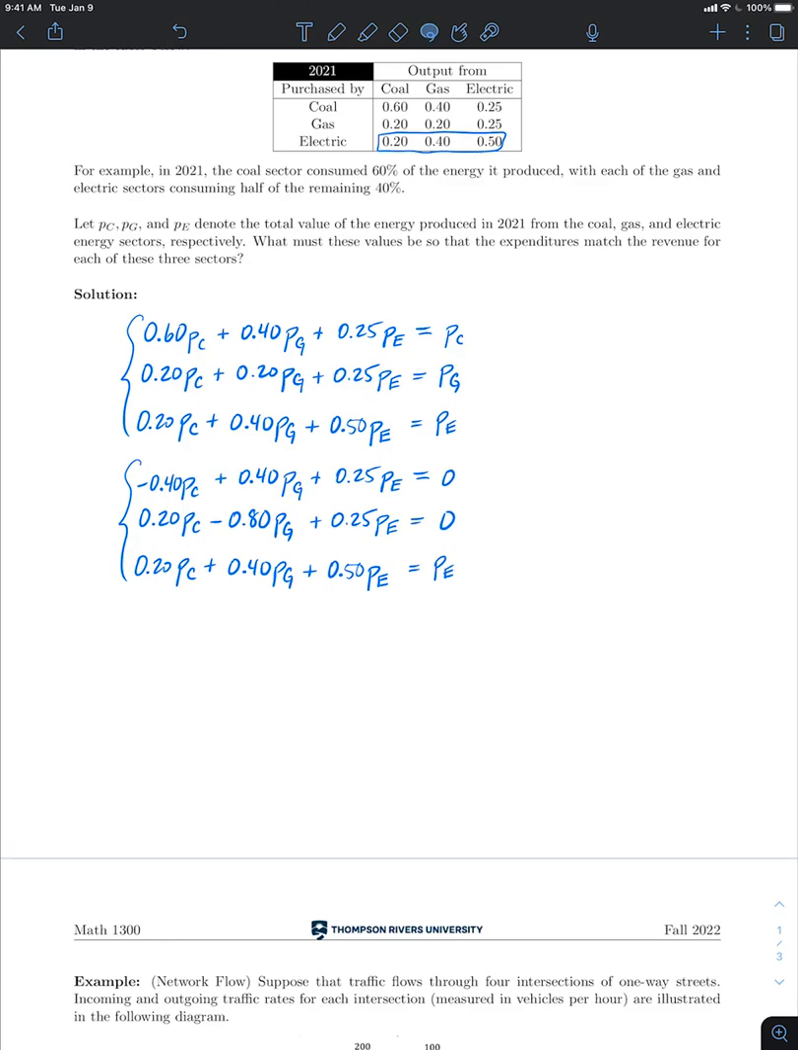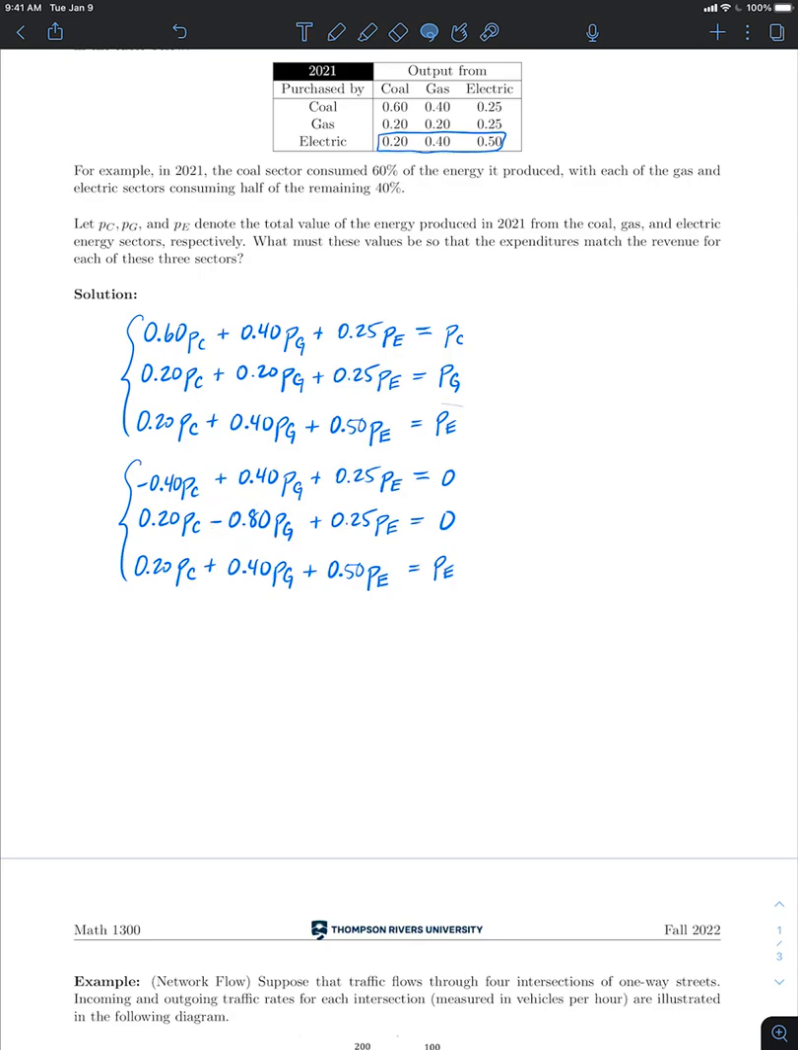Just to clarify, for the first equation, if I subtract P sub C from both sides, on the right-hand side, P sub C minus P sub C is just 0. So that's where I got the 0. But on the left-hand side, I'm just going to group the terms all together. 0.60 P sub C, if I subtract P sub C, I'm going to have negative 0.4. That's where I'm getting that from. And then over here, I subtracted P sub G from this middle term, and that's why I ended up with negative 0.80 P sub G.